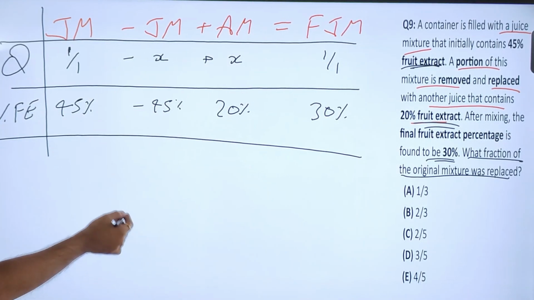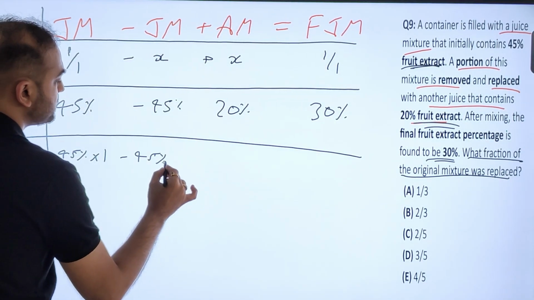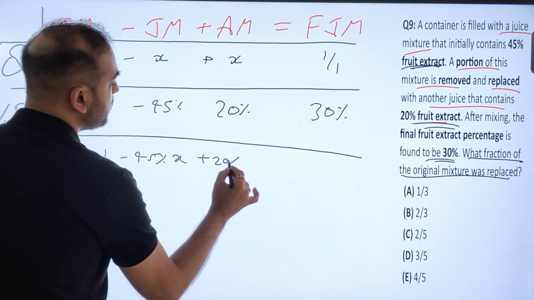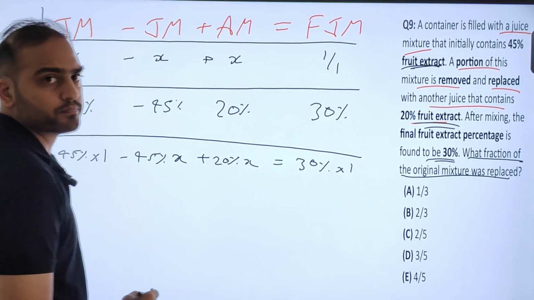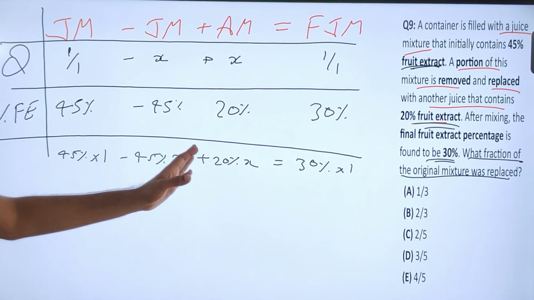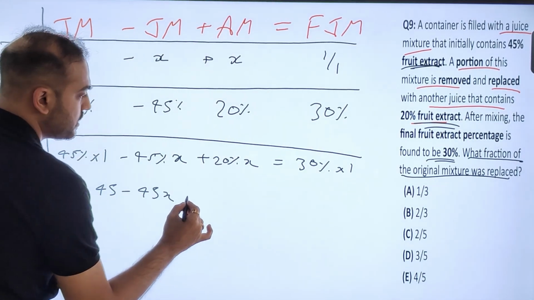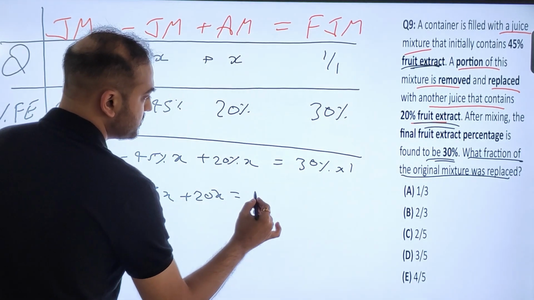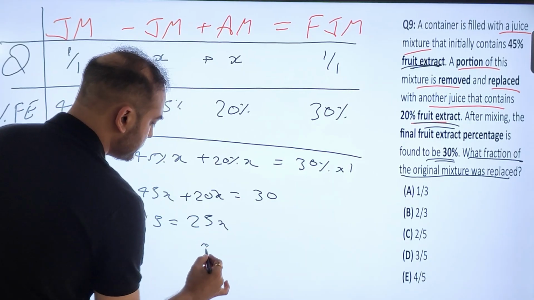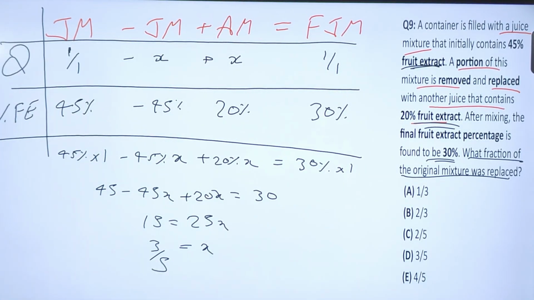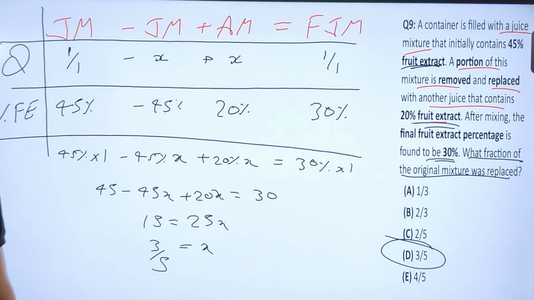Table complete. Let's write the equation. 45% times 1 minus 45% times x plus 20% times x is equal to 30% times 1. Percentage cancels out, so I have 45 minus 45x plus 20x is equal to 30. 15 is equal to 25x, so x is equal to 3 over 5. That means 3/5 of the solution was replaced and removed.